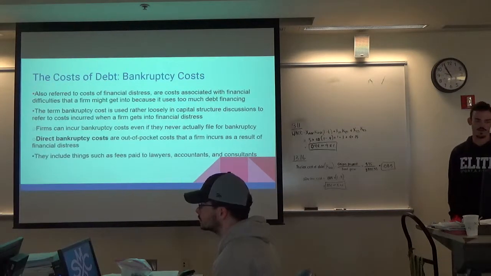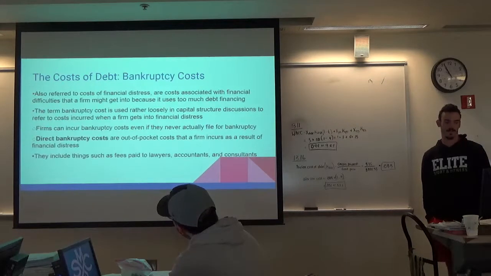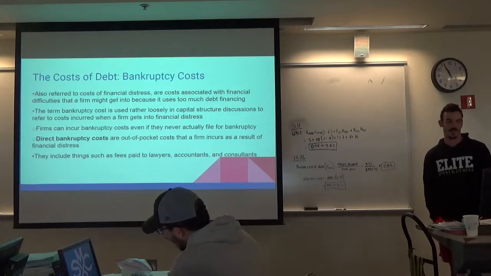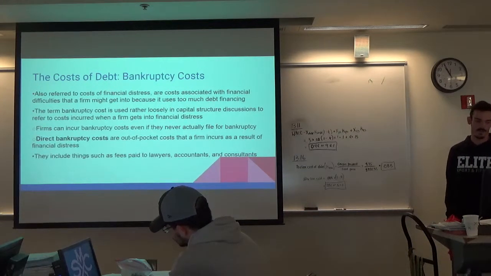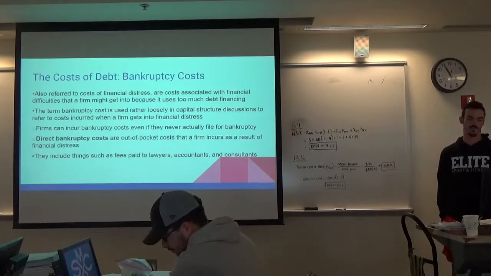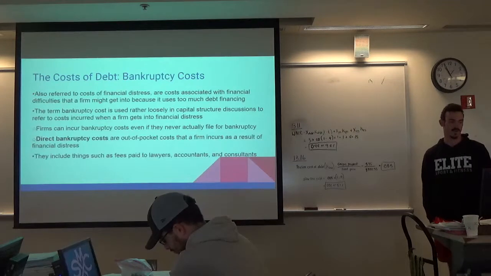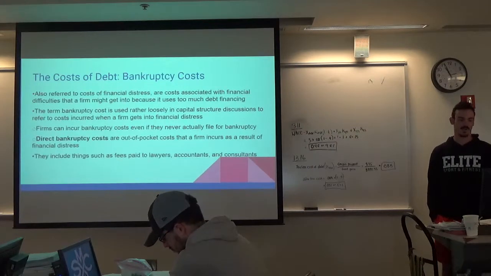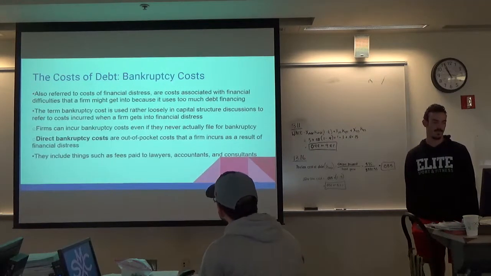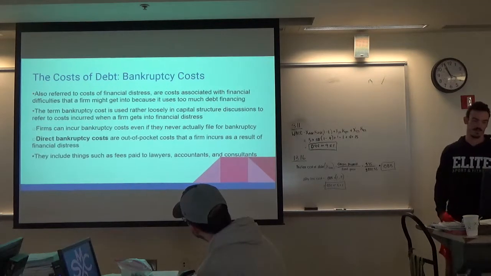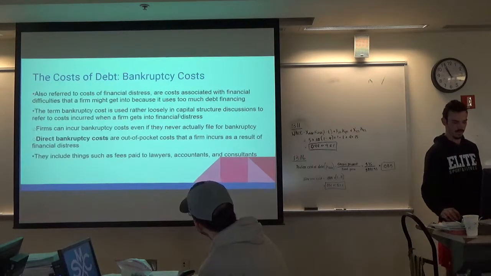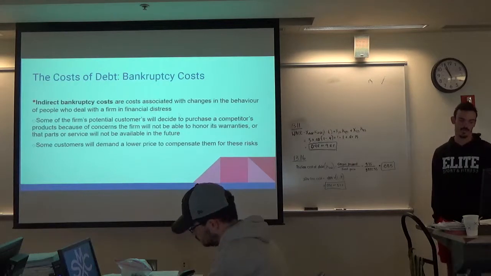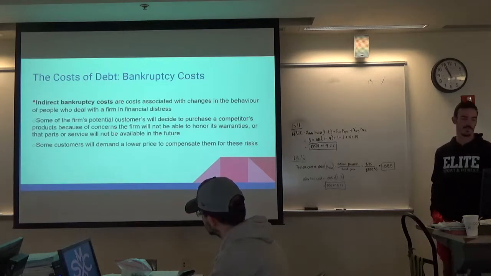Bankruptcy costs, also referred to as costs of financial distress, are costs associated with financial difficulties that a firm might get into because it uses too much debt financing. Bankruptcy cost is used rather loosely in capital structure discussions to refer to costs incurred when a firm gets into financial distress. Firms can incur bankruptcy costs even if they never actually file for bankruptcy. Direct bankruptcy costs are out-of-pocket costs that a firm incurs as a result of financial distress. Indirect bankruptcy costs are costs associated with changes in the behavior of people who deal with the firm in financial distress.